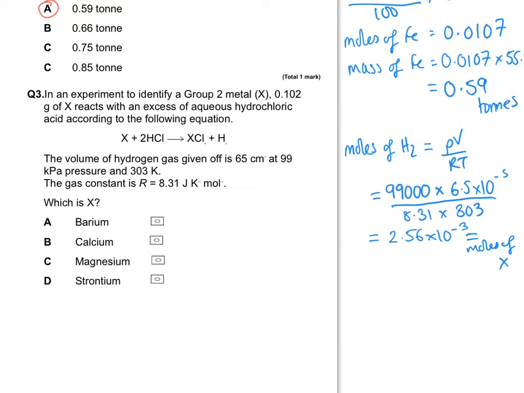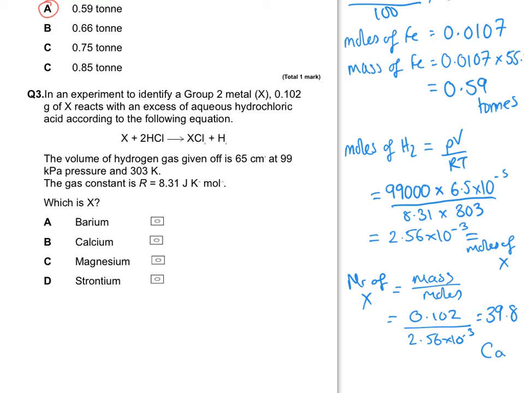Now if we've got the moles of X, we can work out the MR of X because we've been given the mass. And we do that by dividing the mass that's given to us in the question by the moles that we've worked out. And the group 2 metal that has a mass closest to 39.8 is calcium, which has a mass in the periodic table of 40. So that must mean that our metal is calcium. So the answer must be B.